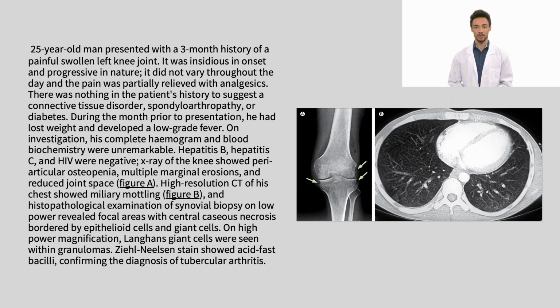Our first case involves a 25-year-old man who presented with a painful, swollen left knee joint. His symptoms were insidious and progressive, partially relieved with analgesics, but were accompanied by weight loss and a low-grade fever. Initial investigation results were unremarkable, but an X-ray of the knee showed periarticular osteopenia, multiple marginal erosions, and reduced joint space. High-resolution CT of his chest showed miliary mottling, pointing to an active pulmonary infection. Ultimately, a synovial biopsy revealed granulomas and acid-fast bacilli, confirming tubercular arthritis.